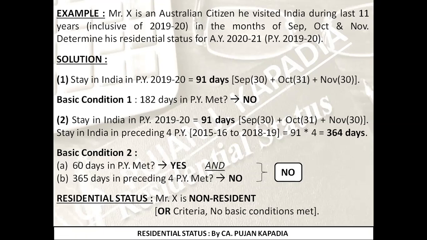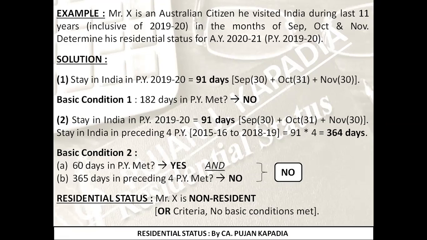So this is how a small change in the period is leading to a big change in your answer. It is making you a non-resident, while in the previous example it was resident. By now I hope you are clear how to classify whether an individual is a resident or a non-resident. This is the understanding and implementation of your basic conditions.